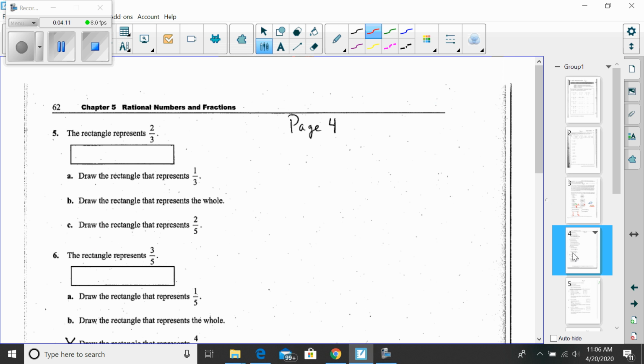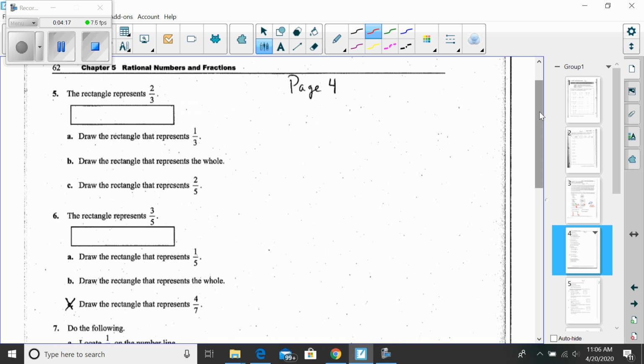Now, on the next page, page 4, first problem, says the rectangle represents 2/3. So that means I have a drawing that is 2 of these things that I'm going to call thirds. If I want to draw 1/3, do I want to break this up into 3 pieces? Think about that. The rectangle represents 2/3, so do I break this up into 3 pieces? I hope you'd say no. I'd break it into 2 pieces.